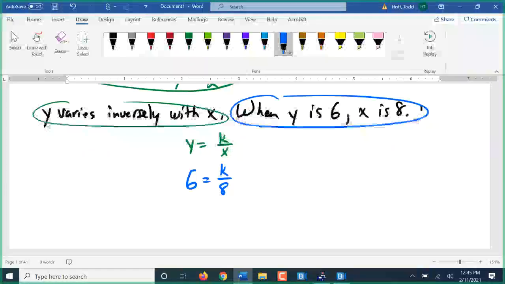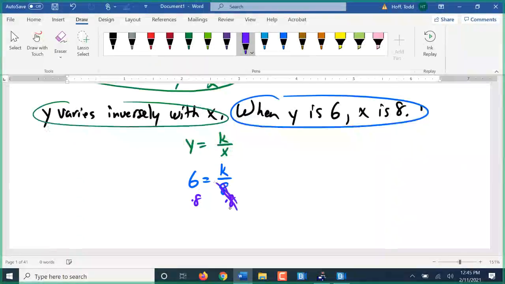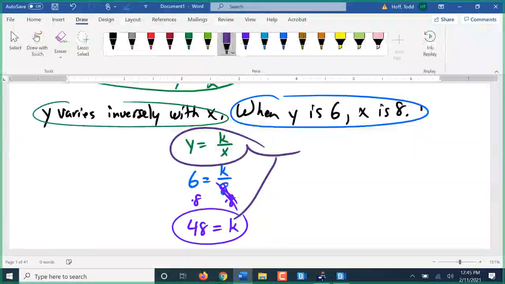Now we can solve this relatively easy for k by multiplying by the 8. If we multiply by 8 on both sides, on the right side, the 8 cancels out. On the left side, 6 times 8 is 48 equals k. So that tells us we can combine it with our initial form up there. y equals k over x is actually y equals 48 over x. That is the further form, or the more exact form, of that relationship.